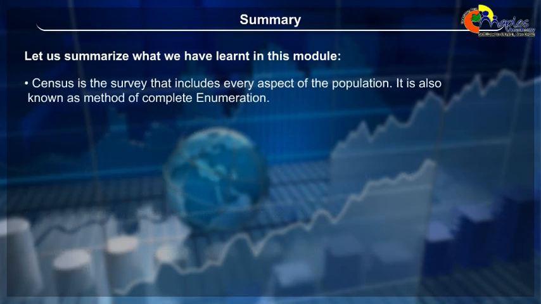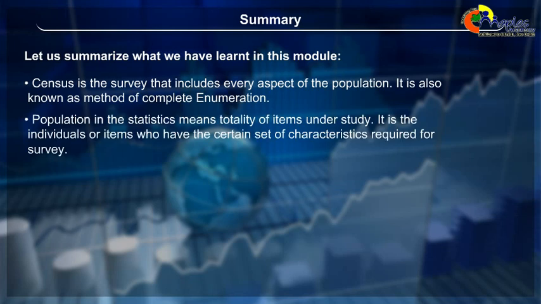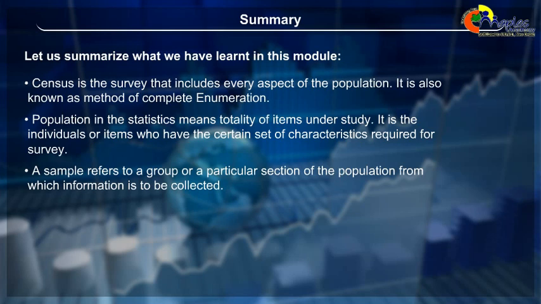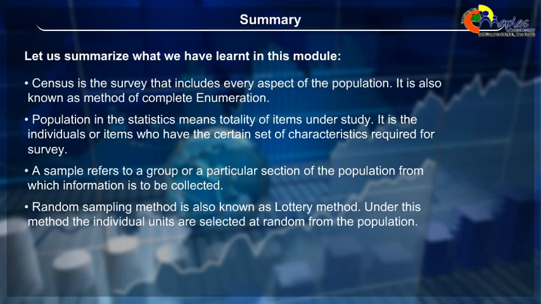Census is the survey that includes every aspect of the population. It is also known as method of complete enumeration. Population in statistics means totality of items under survey. It is the individuals or items who have the certain set of characteristics required for survey. A sample refers to a group or a particular section of the population from which information is to be collected. Random sampling method is also known as lottery method. Under this method, the individual units are selected at random from the population.